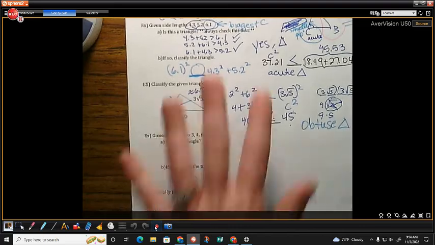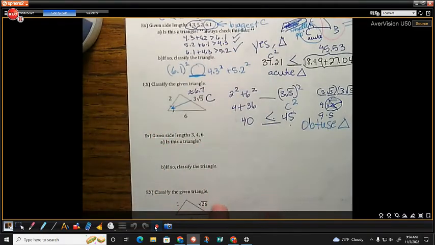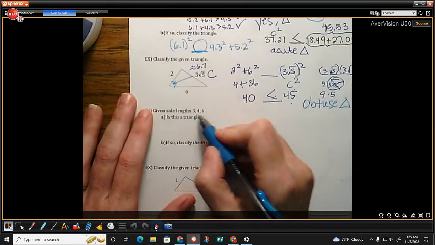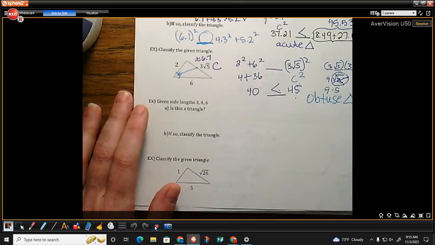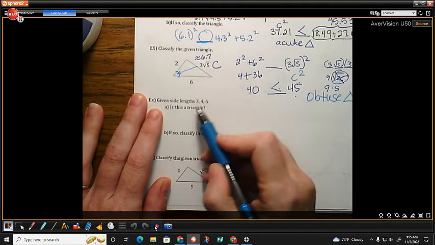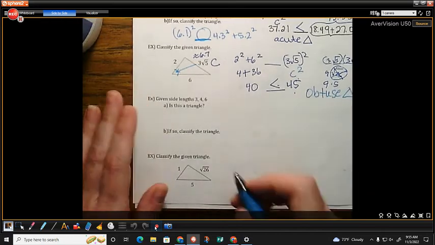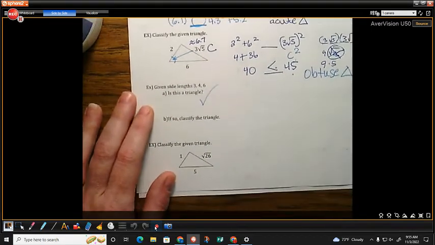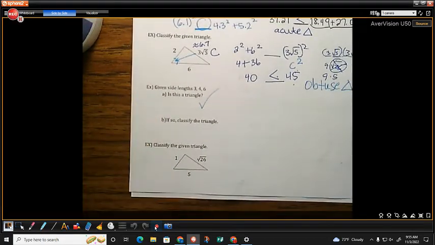Alrighty. So there are more examples in here. Given triangle lengths 3, 4, 6. Is that a triangle? Yes. 3 plus 6 is bigger than 4. 3 plus 4 is bigger than 6. 4 plus 6 is bigger than 3. Okay? What kind? I'm figuring it out right now.